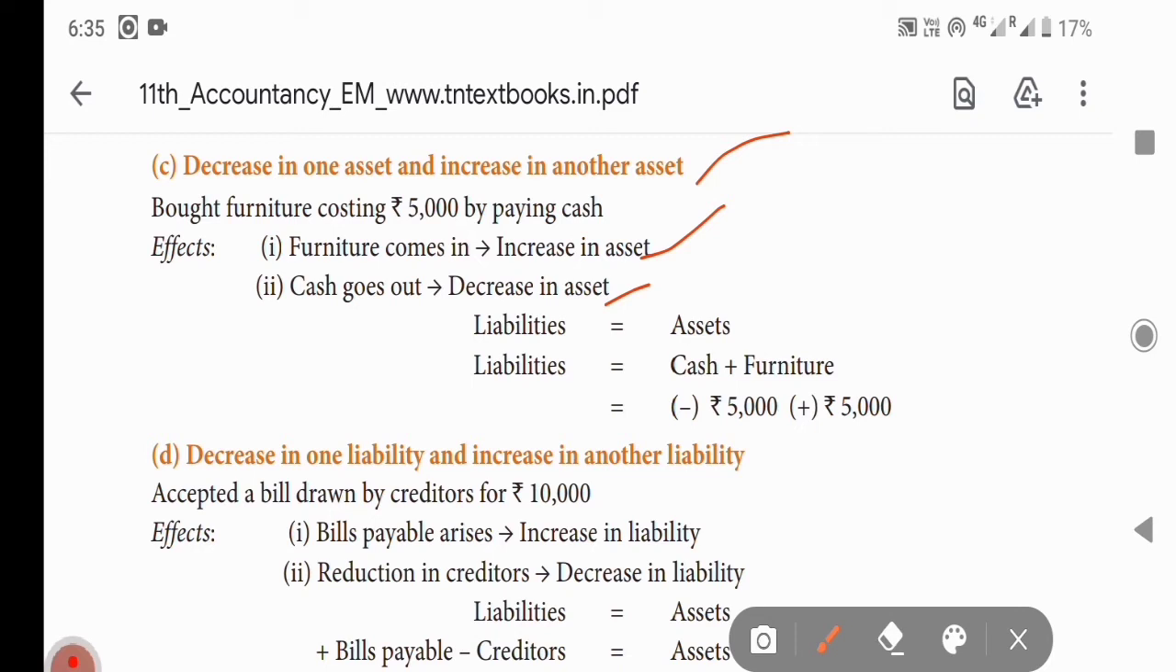So here there is decrease in one asset and increase in another asset. There is decrease in cash and increase in furniture. We are paying the amount and purchasing the furniture, so there is increase in one asset and decrease in another asset. Which is increasing? Furniture is increasing. Which is decreasing? Cash is decreasing. So this is what? Decrease in one asset and increase in another asset. Understood?